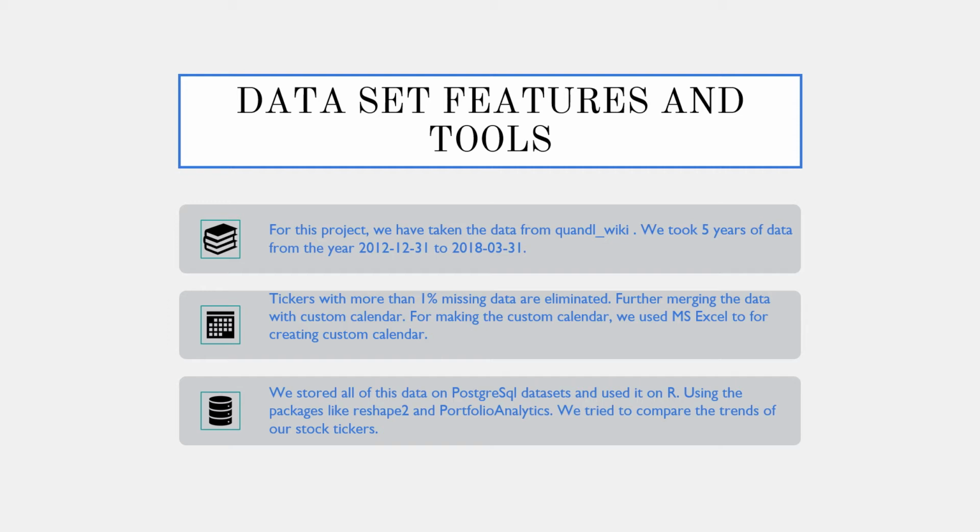Further, we used R programming to write and run the code for portfolio optimization. We imported our clean dataset from PostgreSQL to R and created a portfolio to calculate the annual returns. Various packages were used during this process, some of them like reshape2, zoo, and PortfolioAnalytics. Now, further, Mark will talk about the methods and strategy used in portfolio optimization.